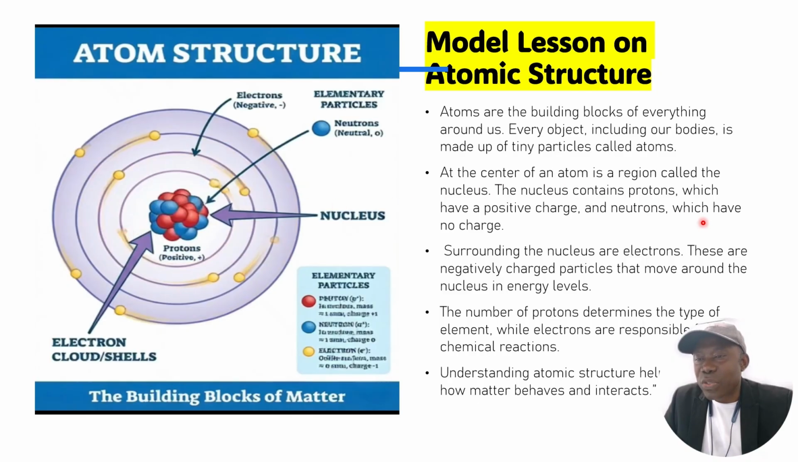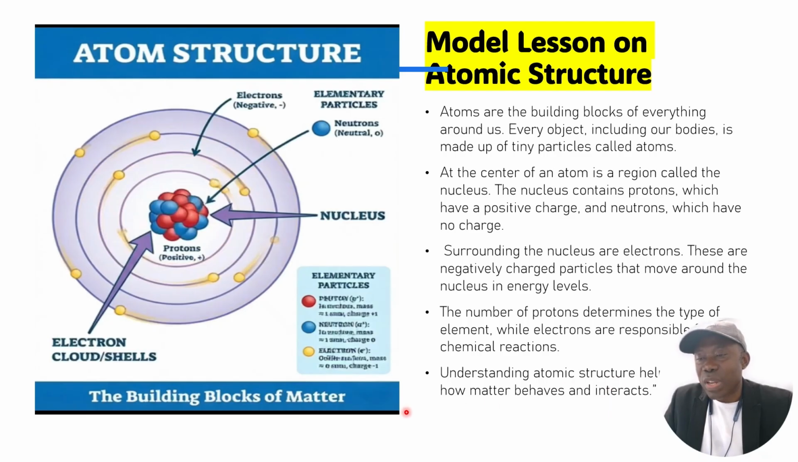So at the center of an atom is the nucleus. As you can see, the nucleus contains protons and neutrons. Surrounding the nucleus are the negatively charged electrons. The number of protons determines the element. We have more than 100 types of elements. In my next video, we shall look at the elements. So the proton tells the particular type of element we have, while electrons are responsible for chemical reactions.